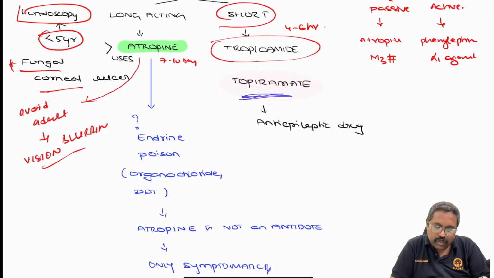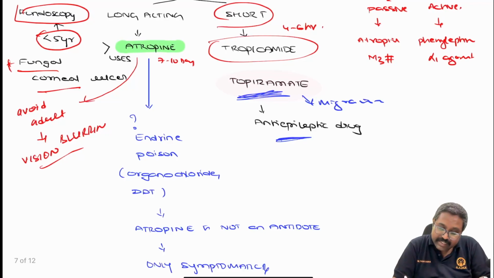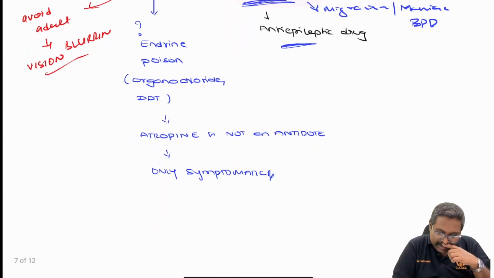One more thing you need to remember is you should not confuse tropicamide with topiramate. Topiramate is an anti-epileptic drug. It is also used as a prophylactic drug in the treatment of migraine, as well as in case of manic depressive illness, that is, bipolar disorders.